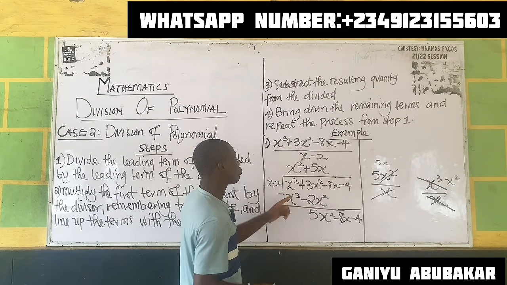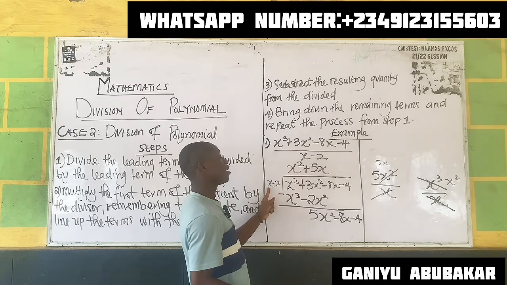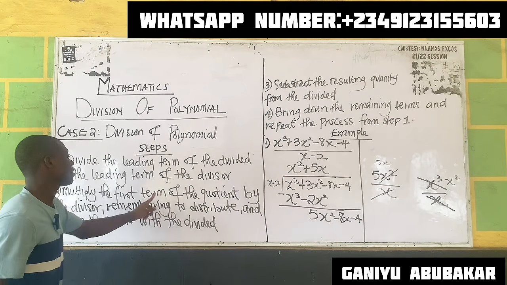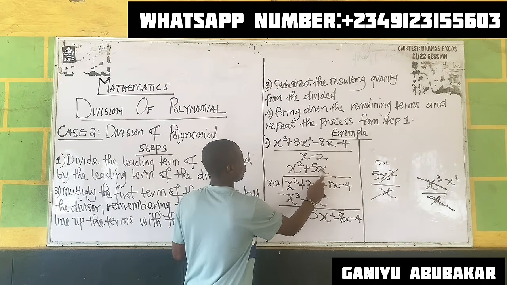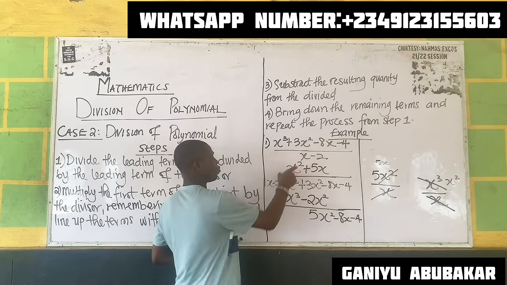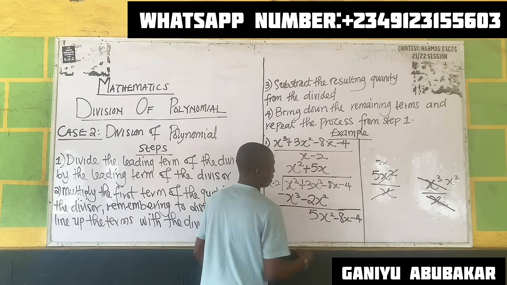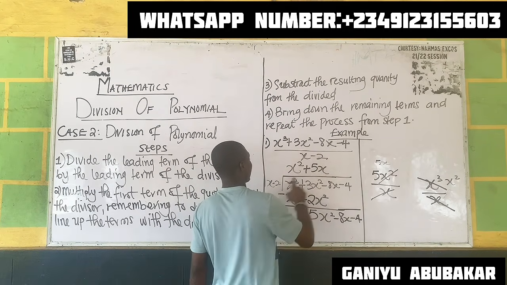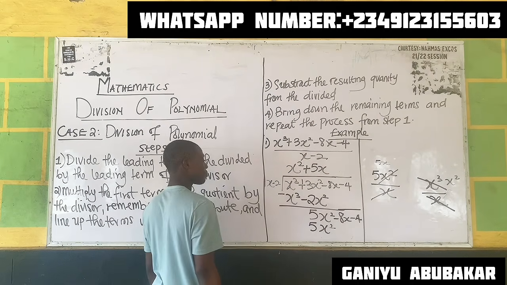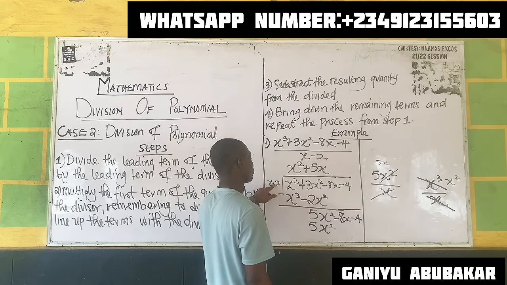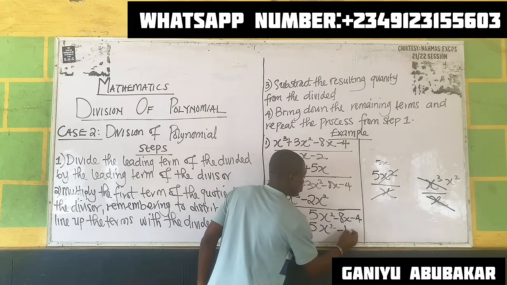Now, after that, step 2, multiply the resulting quantity by the divisor. We said multiply the term of the quotient, which is now the second term, by the divisor. So this 5x times x gives you 5x squared. Next, minus, I have minus 5x times 2, that gives you 10x.